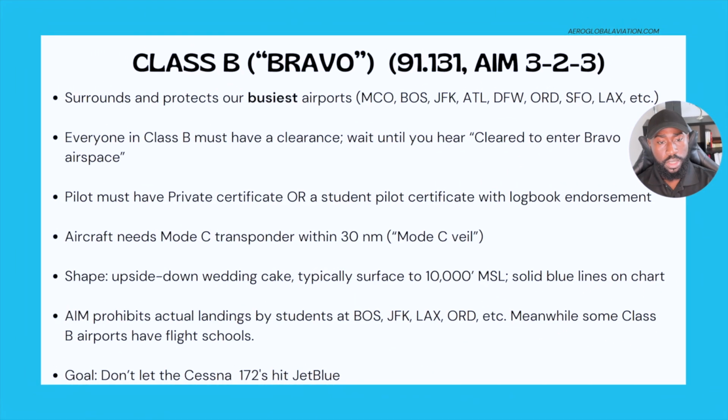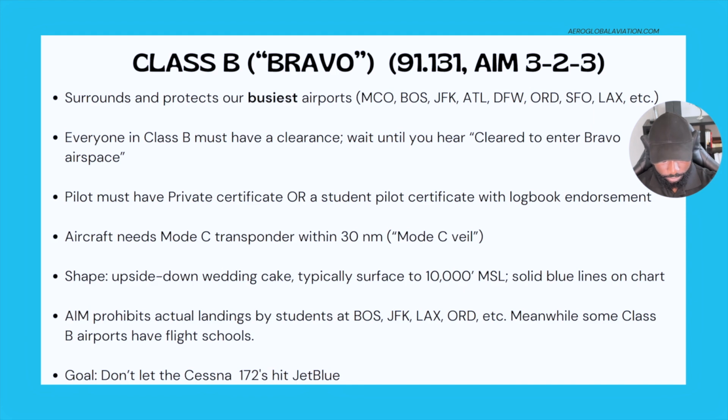Then we'll move on. We'll talk about Class Bravo airspace. Class Bravo airspace basically surrounds and protects our busiest airports. So in your city, think about the biggest airport, or sometimes it might not necessarily be the biggest airport in your city, but for most major cities, the biggest airports are surrounded by Class B airspace.